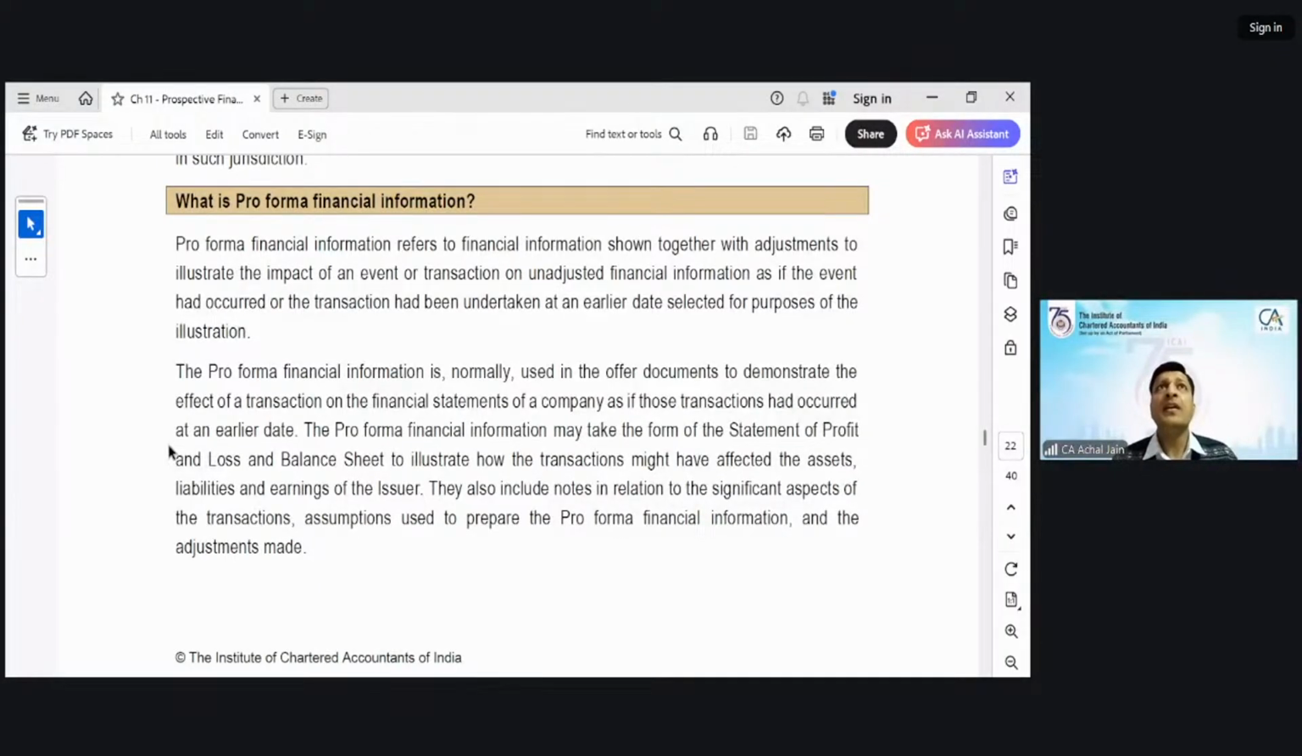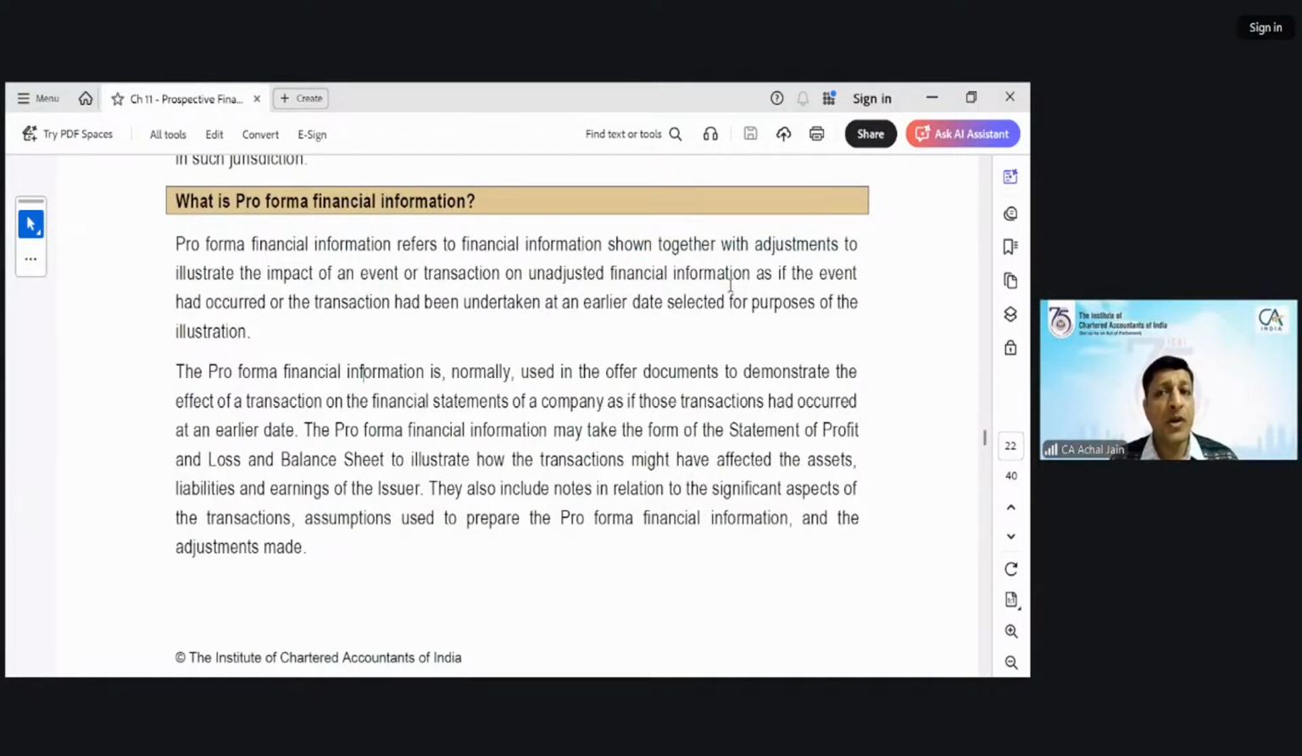Or you can say that with that new event in place or that transaction in place, how the numbers of the entity will look like. When we talk about the numbers, we are talking about the financial information. So the pro forma financial information refers to financial information shown together with adjustments to illustrate. Now, what is the objective?